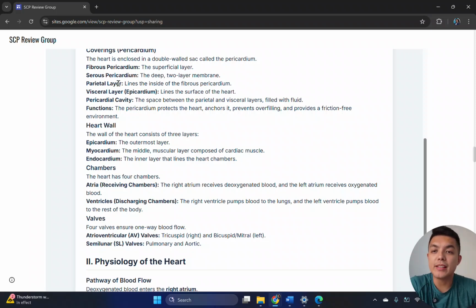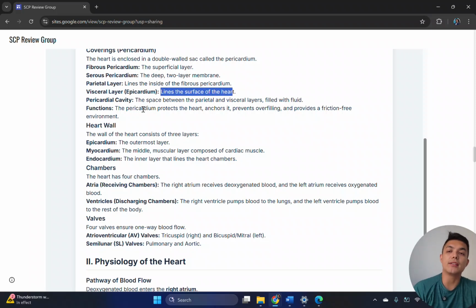Next is the parietal layer. This lines the inside of the fibrous pericardium. So it's the parietal layer. Next is the visceral layer, which is the epicardium. So epicardium, myocardium, and endocardium. So the visceral layer, the epicardium, lines the surface of the heart.